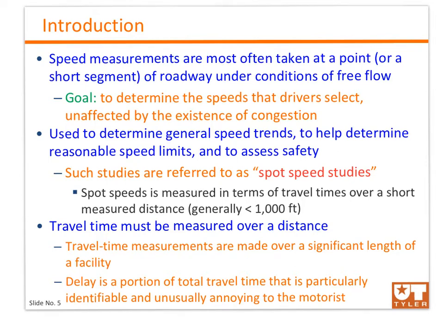Speed studies are referred to as spot speed studies because speeds are measured in terms of travel times over a short measured distance, typically much less than 1,000 feet. When it comes to travel time as well as delays, it's the other way around. Travel time must be measured over a distance, so it's typically made over a significant length of the facility. Also, the delay, which is part of the travel time, is particularly identifiable and unusually annoying to motorists because they are not expecting that much delay.